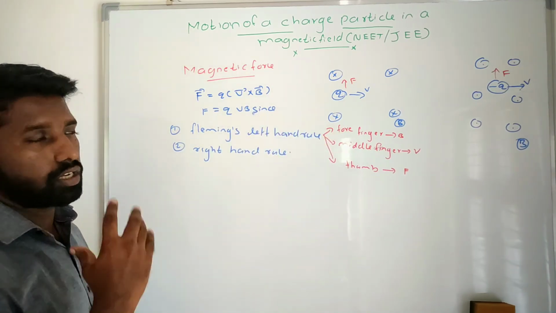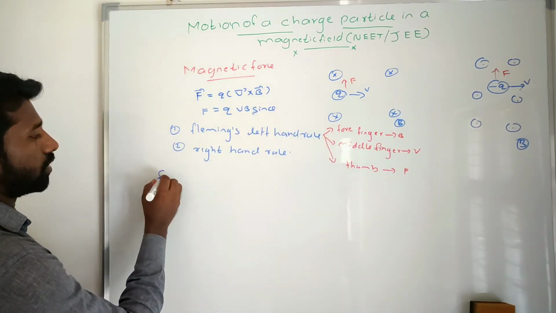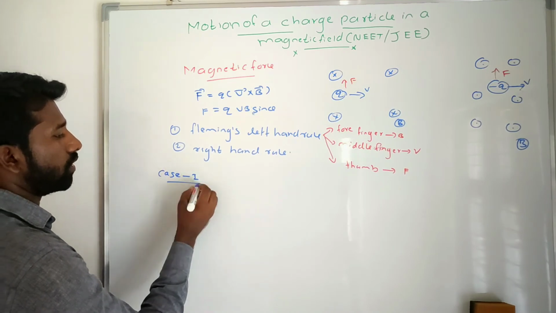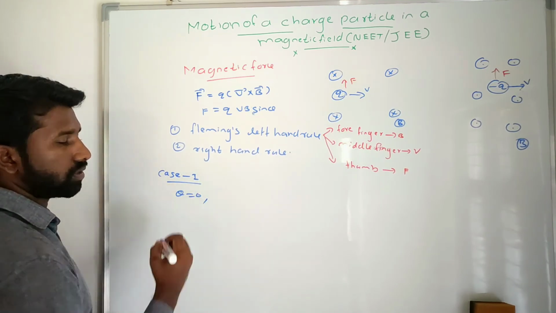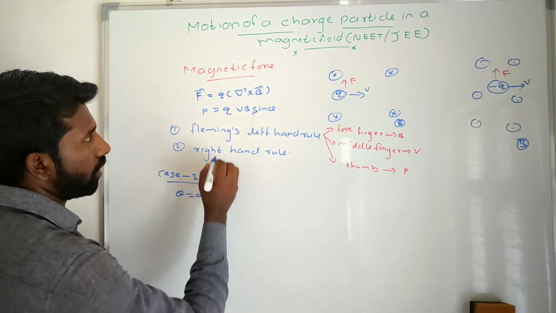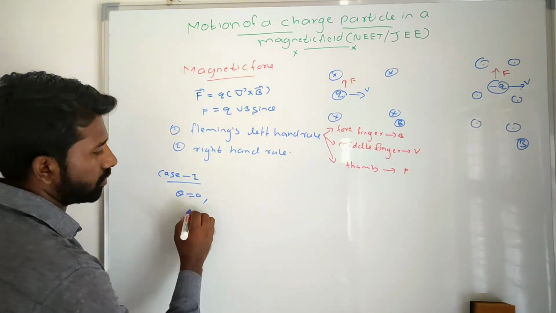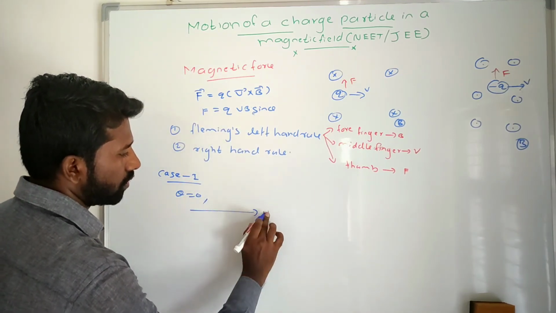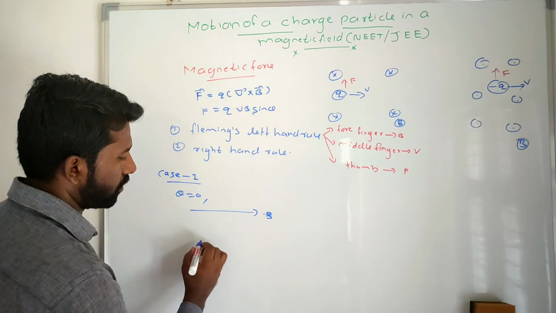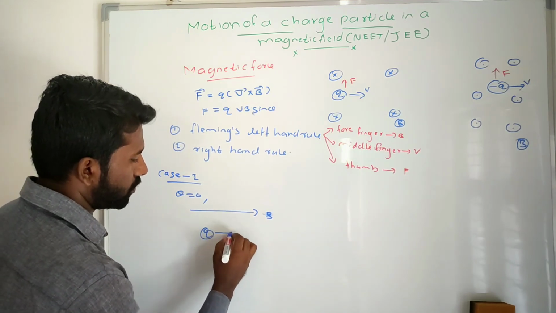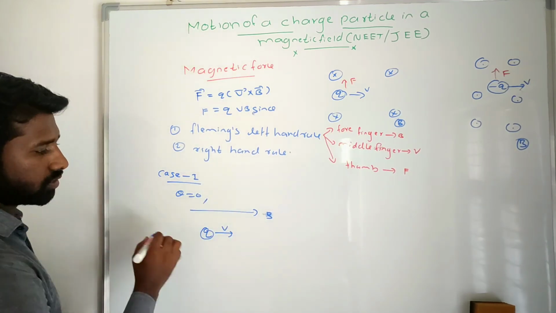Okay, then if this theta varies, the force acting on the charged particle changes the path of the charged particle. That means we will take case 1. In case 1, theta is equal to 0. That means B and V are in the same direction. That means you see this, the magnetic field and the velocity, this charged particle is moving in the same direction.